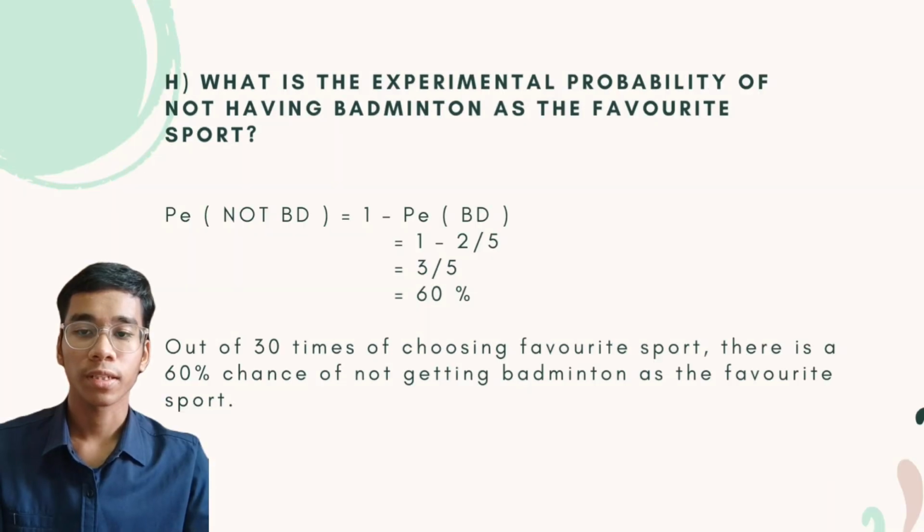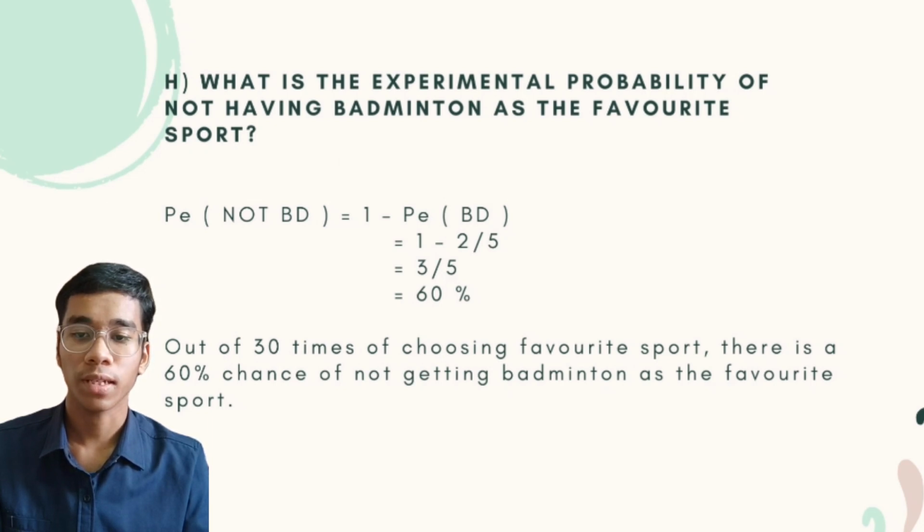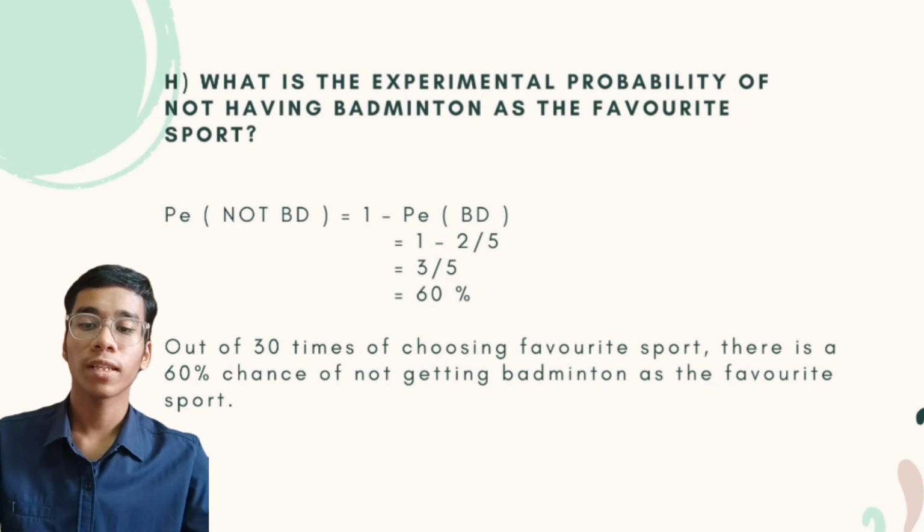Next question is H. What is the experimental probability of not having badminton as the favorite sport? Probability experimental not badminton equals 1 minus probability experimental badminton. Therefore, we get 1 minus 2 over 5, and the answer is 3 over 5. And then we change it to a percent. Therefore, we get 60%. Out of 30 times of choosing favorite sport, there is a 60% chance of not getting badminton as the favorite sport.